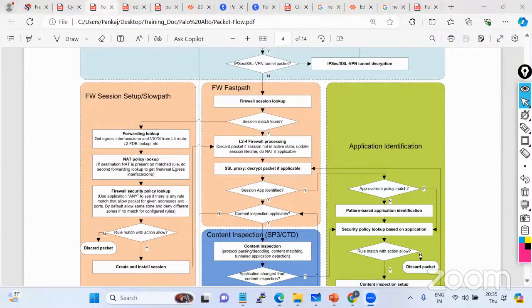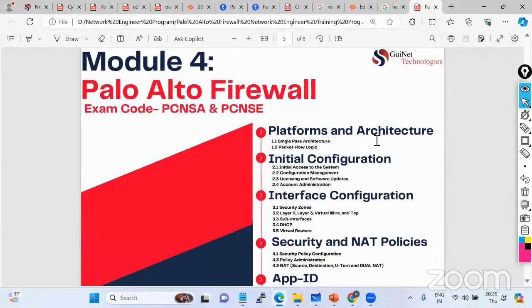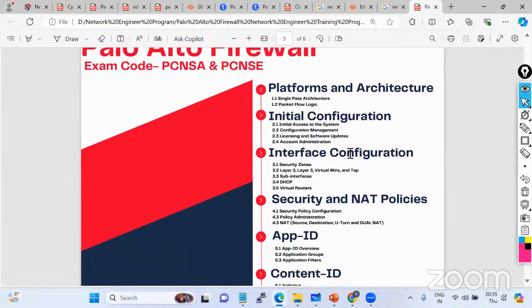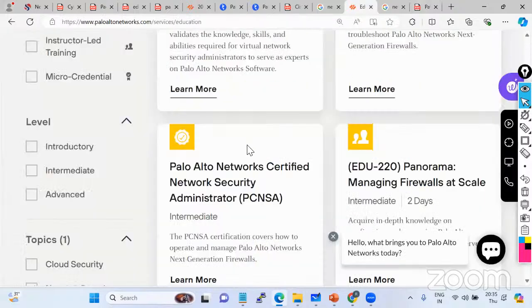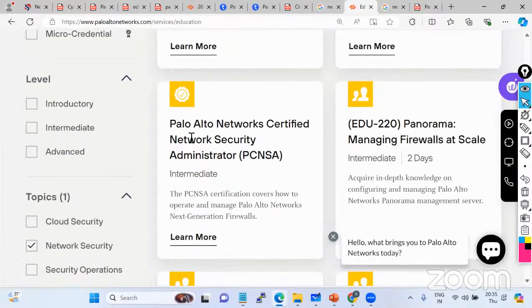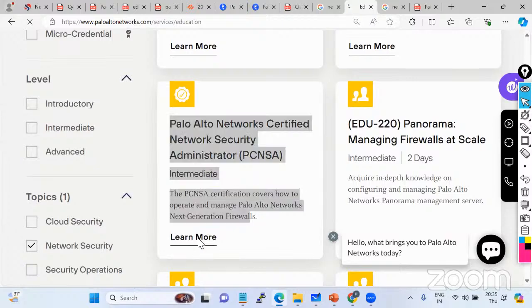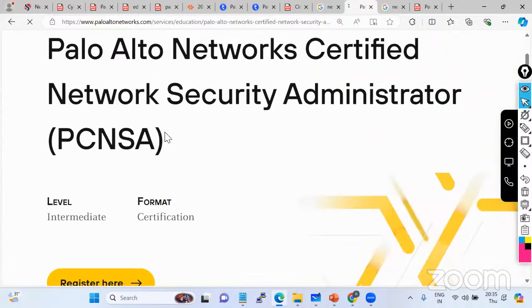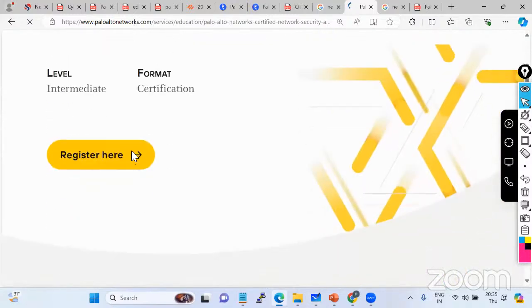Okay, so this is our course outline, but in Palo Alto education we have three courses. So are we covering all three in a single course? The answer is yes. So PCNSA you are completely going to cover. If you want to see the syllabus, go here and search for the syllabus. Here you are going to find the syllabus. So let me show you.